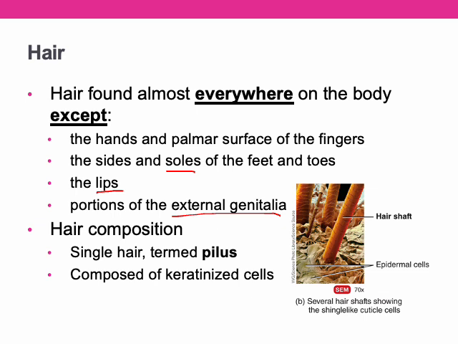Hair is basically composed of keratinized cells that grow in a cylindrical fashion. So that's what gives rise to the hair. A single hair is known as pilus. A group of hairs is known as pili.